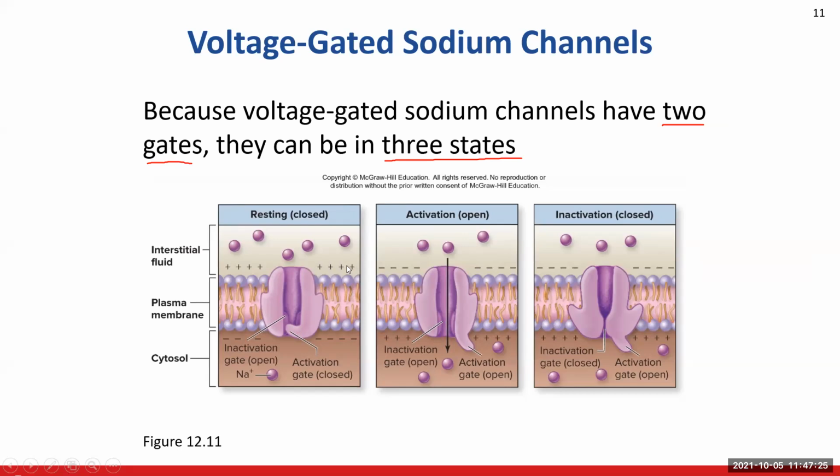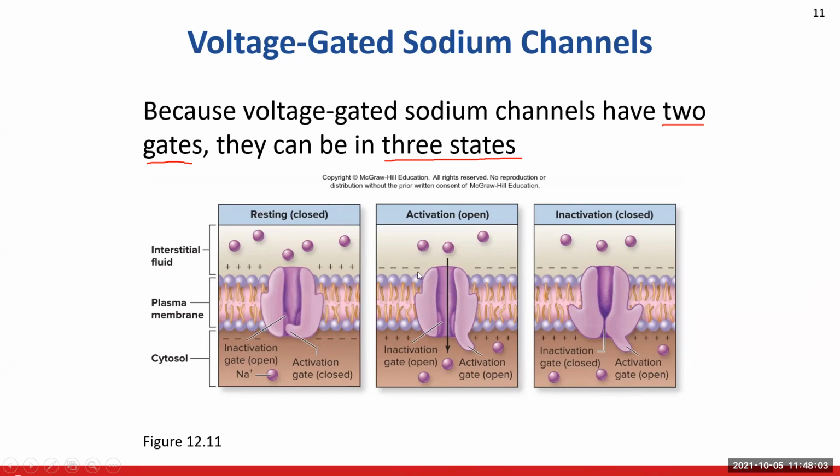Normally it'll be positive outside and negative inside. I'll get into more details about that, but for right now, just know the outside of the plasma membrane has a positive charge to it. The inside of the plasma membrane has a negative charge to it. So when the neuron's not doing anything and it's just hanging out and resting, these voltage gated sodium channels are in the resting state, and you have the activation gate closed. So nothing's moving through. Now we get a change in the membrane potential, the charge of the plasma membrane.